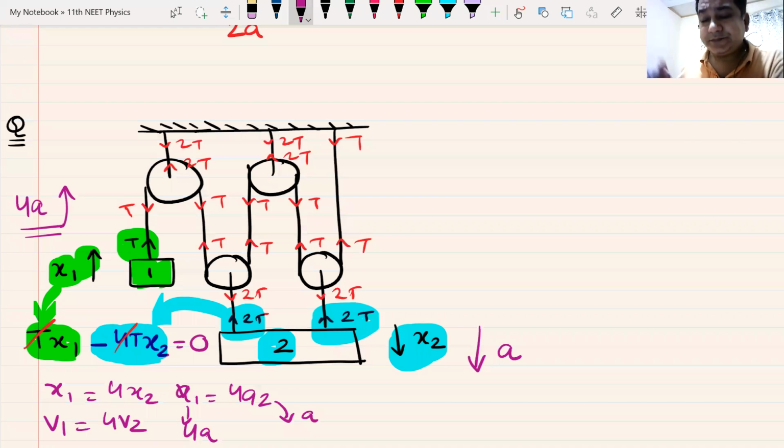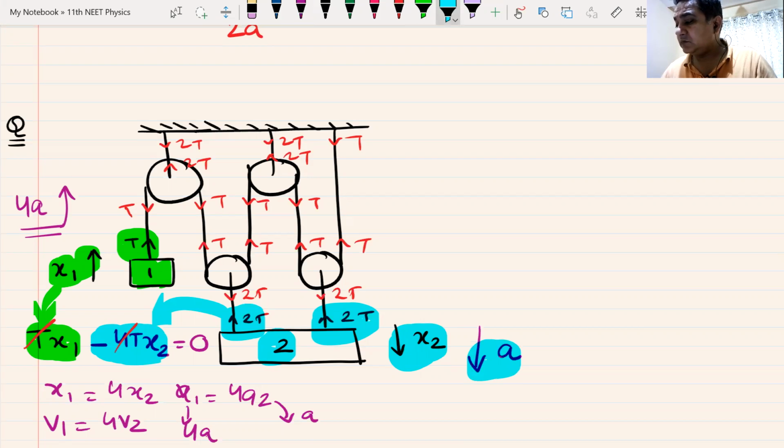Okay. Now remember, whatever we have done up till here is only finding out the relation between this block, whose acceleration is A, and this block, whose acceleration is 4A. We have only found out the constraint relation. This is not the entire question. You have to find out the value of A and T. So how do you proceed further?